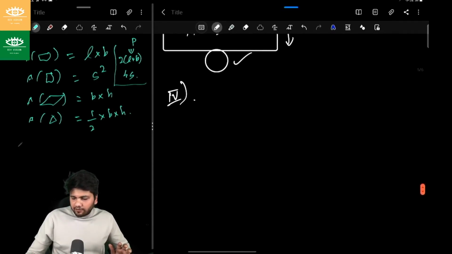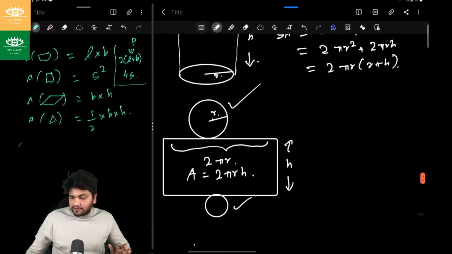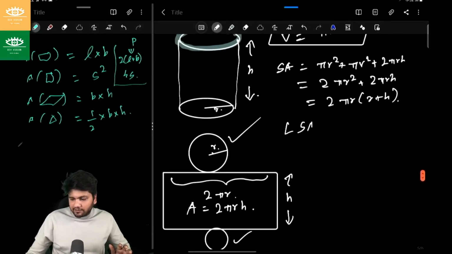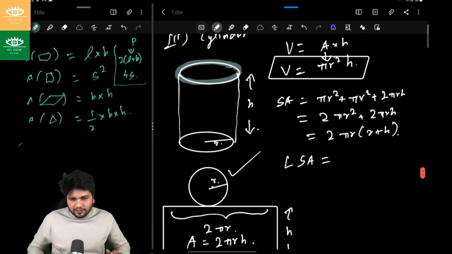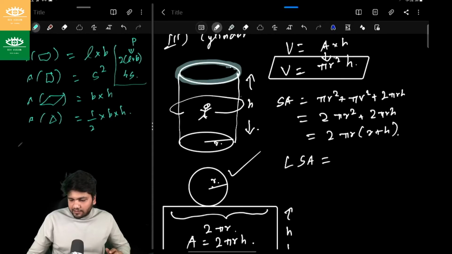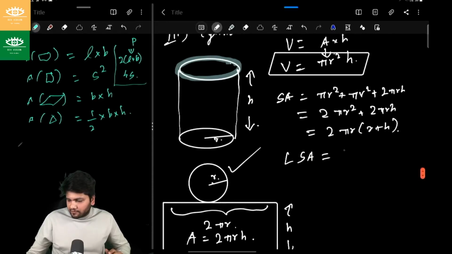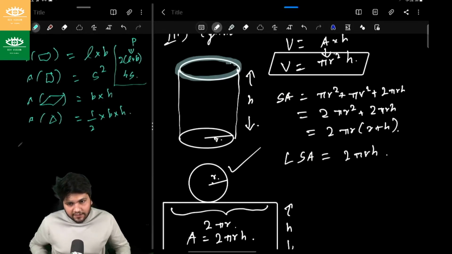Now, I forgot one thing, lateral surface area. I generally forget because you can apply logic for this thing. Lateral surface area, again, I'm standing here and I'm going like this. So basically I'm talking about this area, which is nothing but 2 pi r h. That's going to be the lateral surface area.